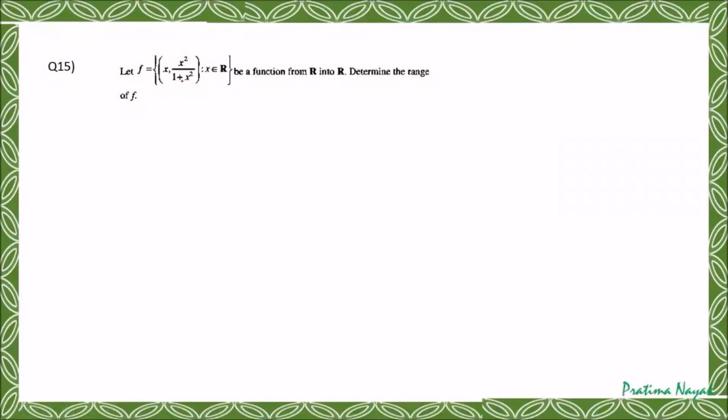now the function is x square by 1 plus x square. This is a function from R to R, real numbers to real numbers. Determine the range. So for range, the function is fx is equal to x square by 1 plus x square. Now for domain, if the question would be domain, domain can be any real number. Why? Because the denominator will not become 0 for any value of x. It is all real numbers.